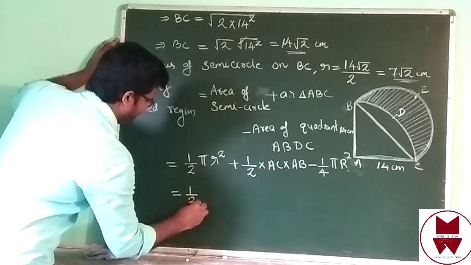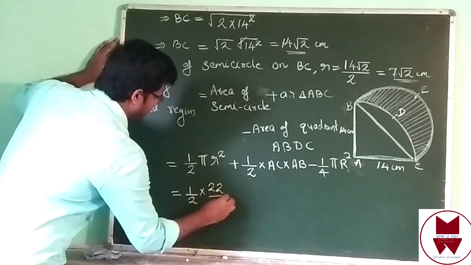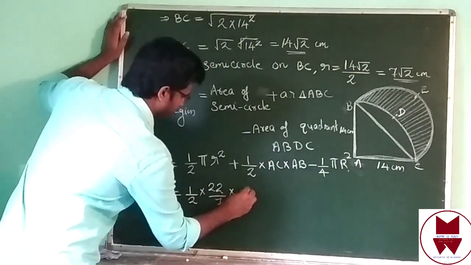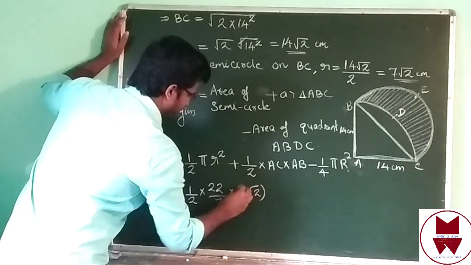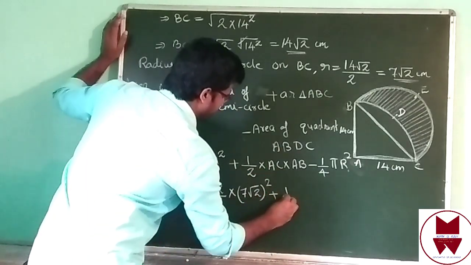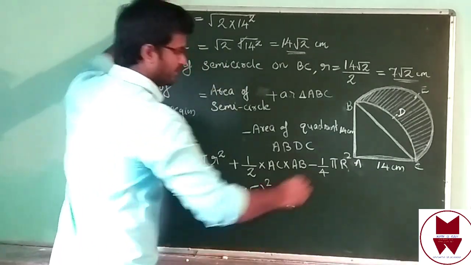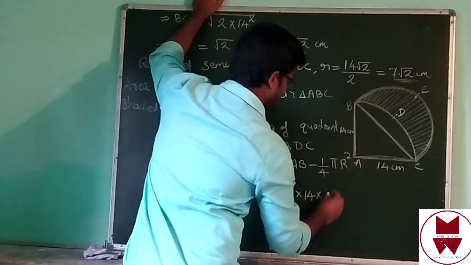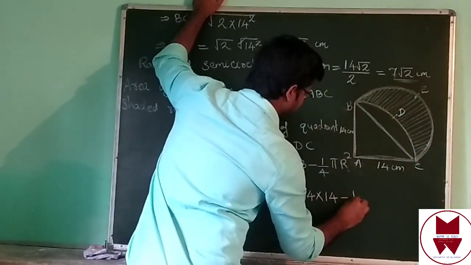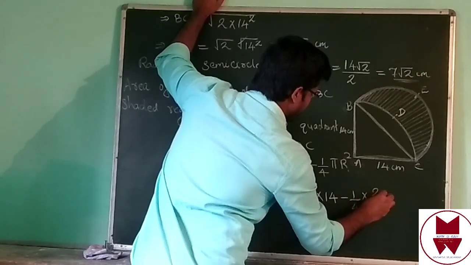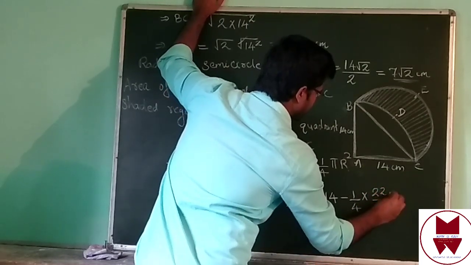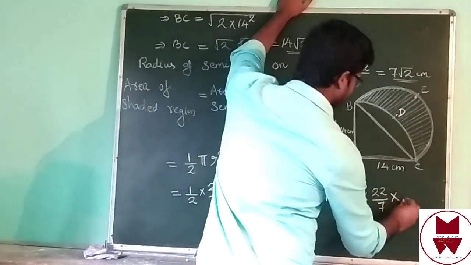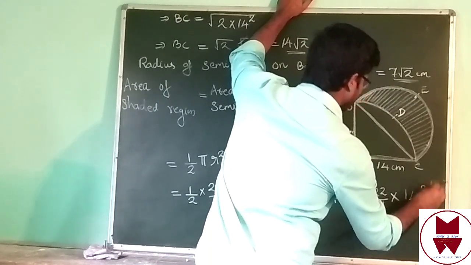1 by 2 pi means 22 by 7 into r square. Small letter r is 7 root 2, so 7 root 2 whole square, plus 1 by 2 into AC. AC in this figure is 14, into AB. AB also 14. Minus 1 by 4 pi means 22 by 7 into capital letter R. Capital letter R we already wrote, that is 14 square.